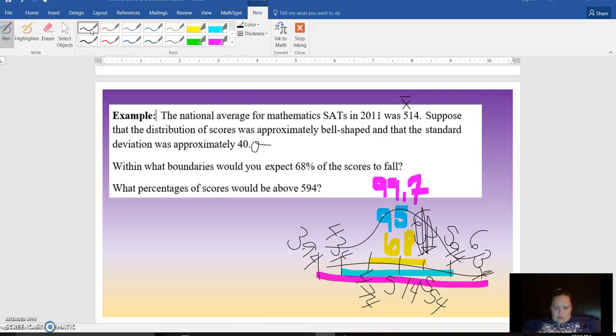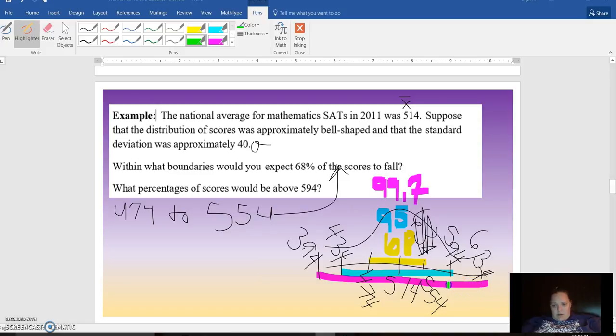I draw this every time I do a problem like this. You get super fast at it. What boundaries do you expect 68% of the scores to fall within? That would be 474 to 554.